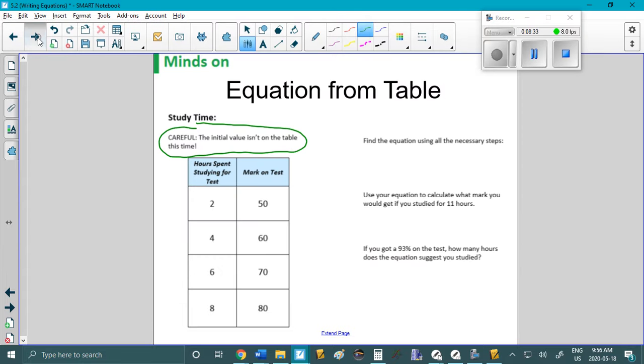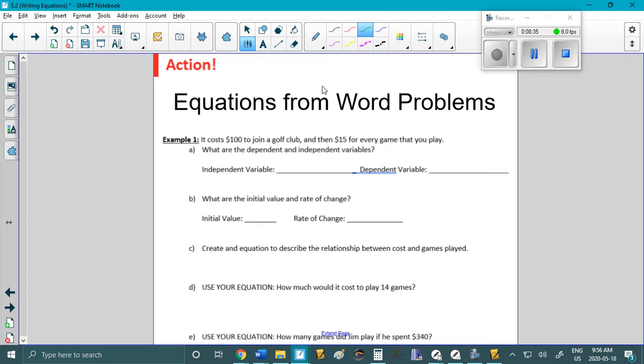Okay, moving on. Now we're going to do equations from word problems. Again, this is just a recap from last unit. So it costs $100 to join a golf club, and then $15 for every game that you play. We're asked for the variables. I start with the dependent variable because it's the easy one, and that's like, what do you want to know? In this case, you want to know the cost. And I'll put the units, just because.